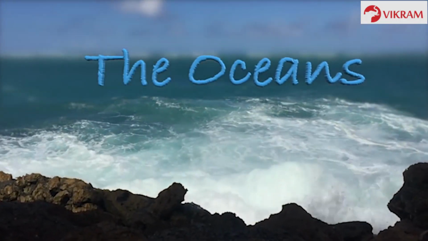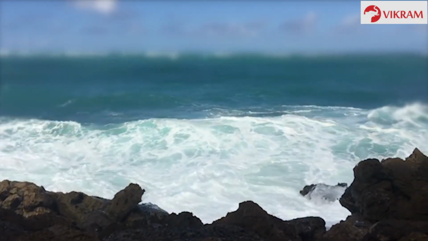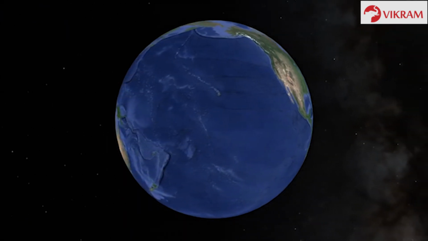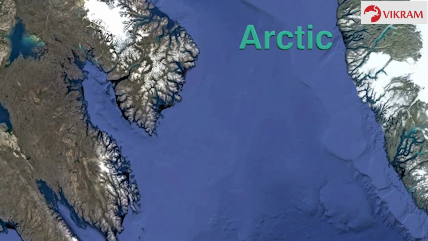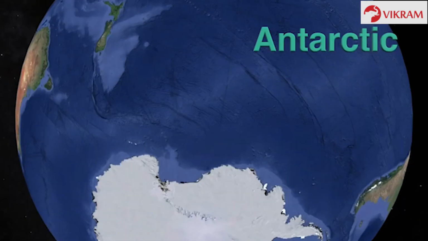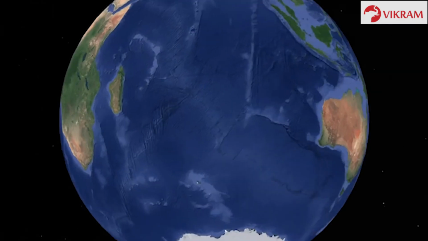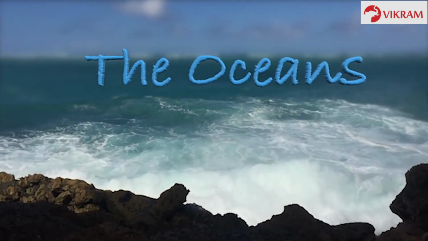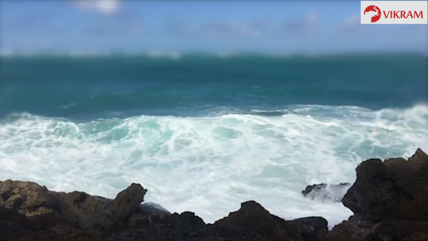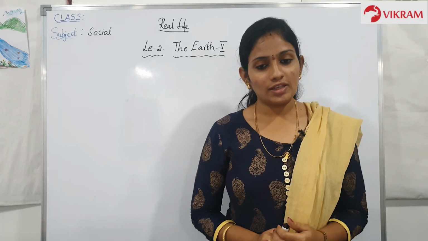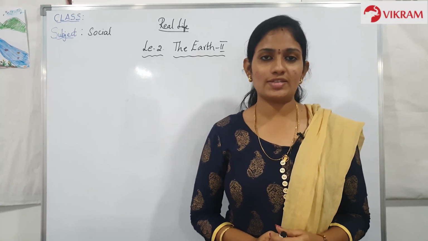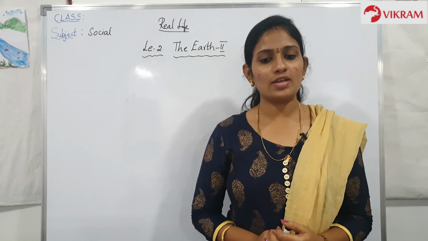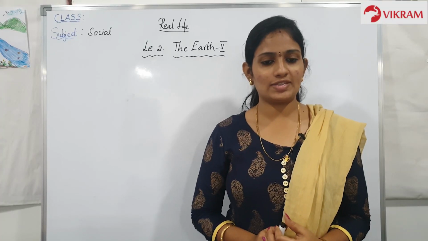The water area of the earth is divided into 5 parts. They are called oceans. There are 5 oceans. They are the Pacific Ocean, the Arctic Ocean, the Atlantic Ocean, the Antarctic Ocean, and the 5th one is the Indian Ocean. The Pacific Ocean is the largest and the deepest ocean. The Indian Ocean is the smallest ocean. The Antarctic Ocean is also known as the Southern Ocean. Smaller areas of water are called seas, gulfs and bays.